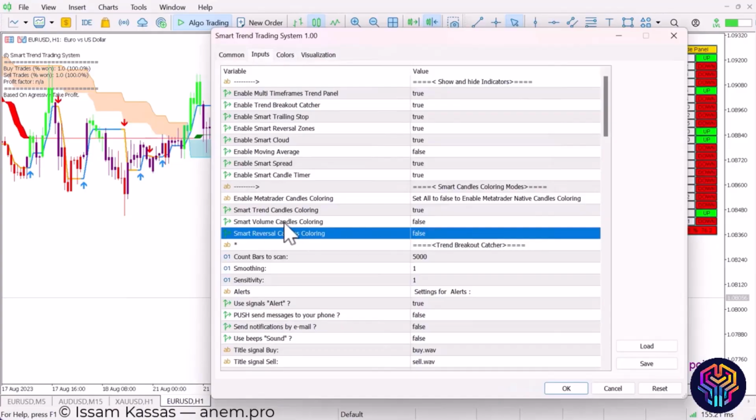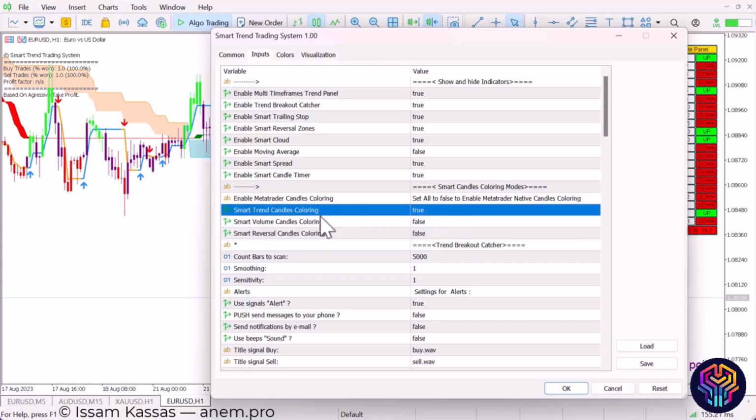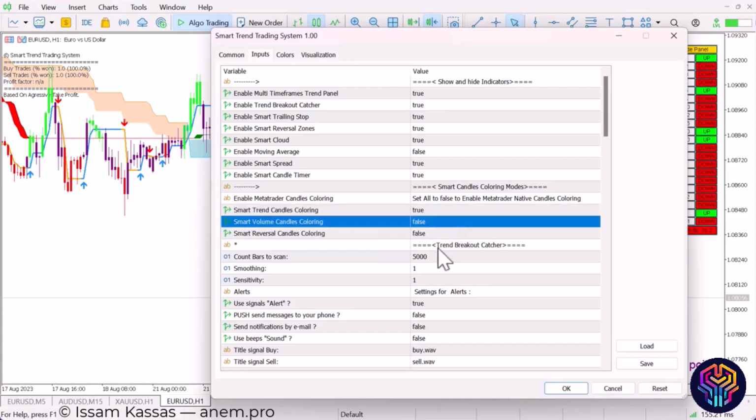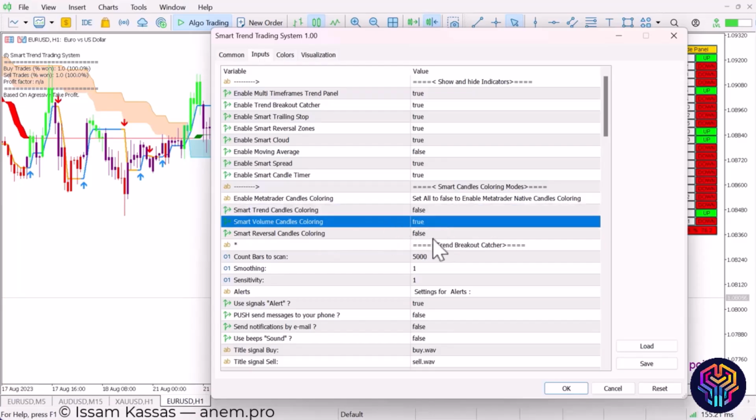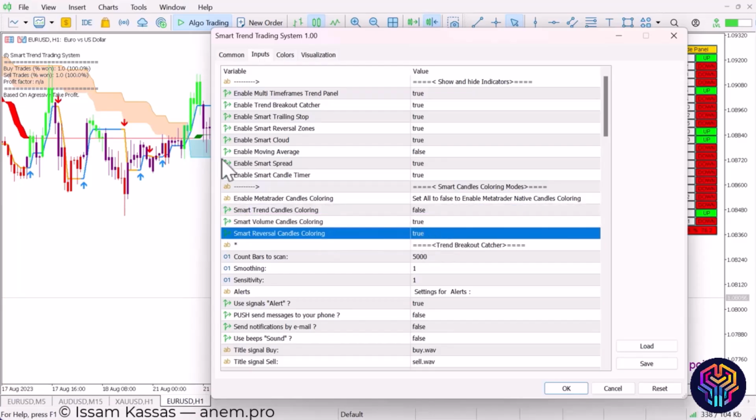But if you want the volume candle coloring, which is also a mode that goes with the trend following, or goes well with the scalping strategy, you can then set the first one here to false and set this one to true. But if you want the reversal strategy, then you have to set this one to false in this way, and this one to true, and this one also to true. So if this one is not true, it's not going to be working.